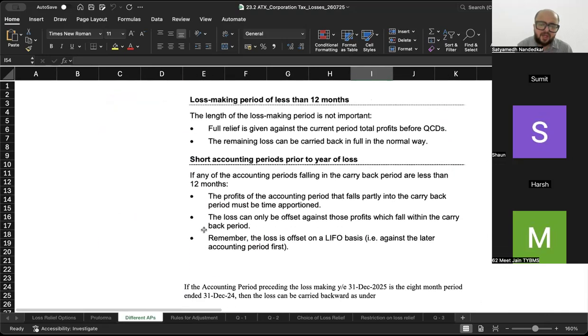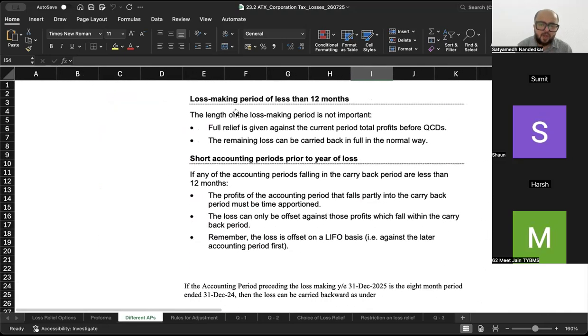Okay. If there are different accounting periods, say a loss making period of less than 12 months, the length of the loss making period is not important. Full relief is given against the current period total profit before QCDs. The remaining loss can be carried back in full in the normal way.